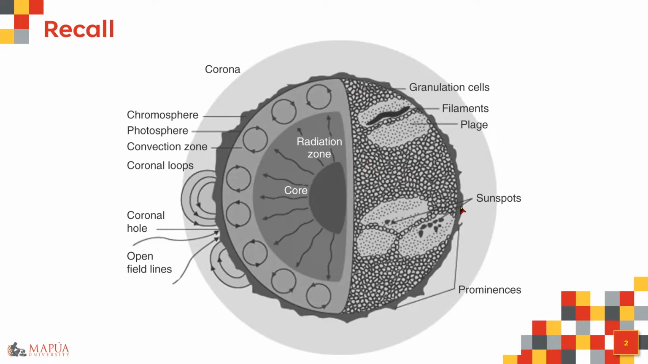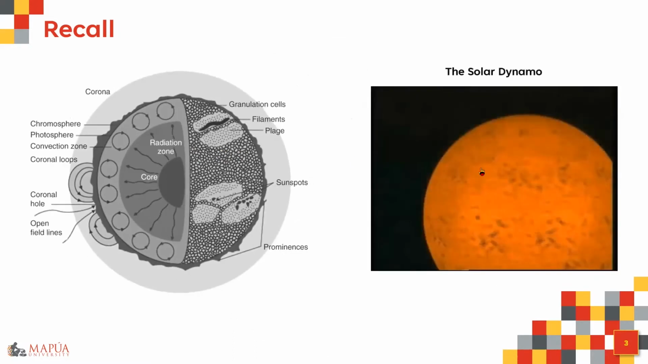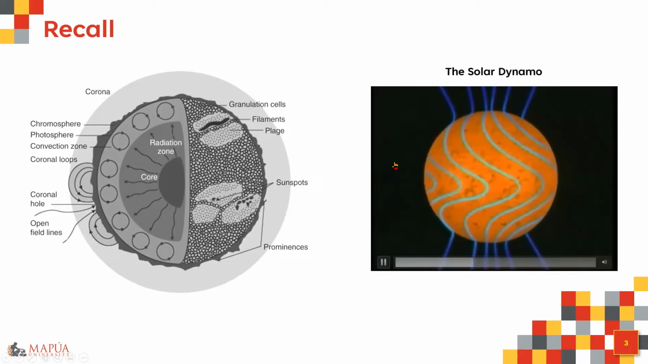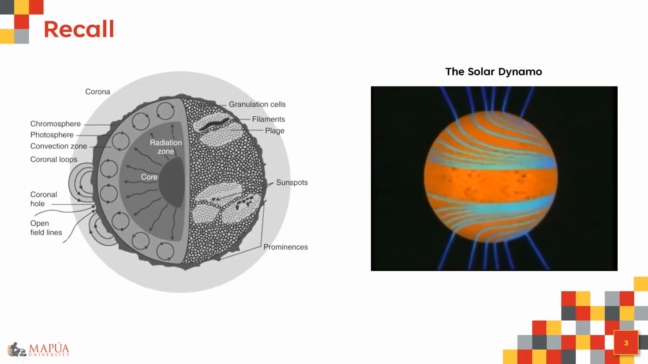So aside from the granulation cells, which you already saw earlier, and sunspots, which are magnetically active regions, we can also observe some filaments, plages and prominences related to the sun. We also talked about the solar dynamo and how it is the prevailing model to explain the complicated magnetic structure of the sun.